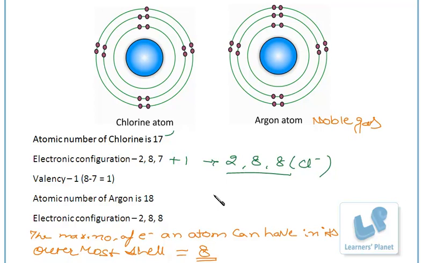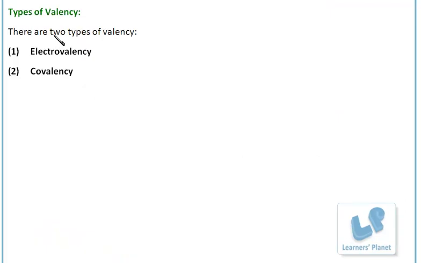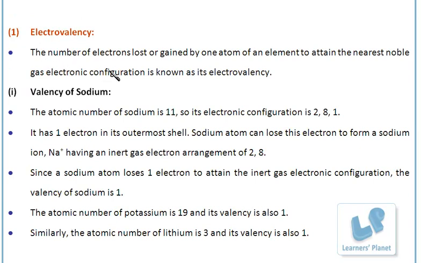So this is all about the valency of an atom. Now this valency can be further categorized as electrovalency and covalency. Now we'll be discussing them. There are 2 types of valency, the electrovalency and the covalency. So let's first discuss the electrovalency. Electrovalency: the number of electrons lost or gained by one atom of an element to attain the nearest noble gas electronic configuration is known as electrovalency.